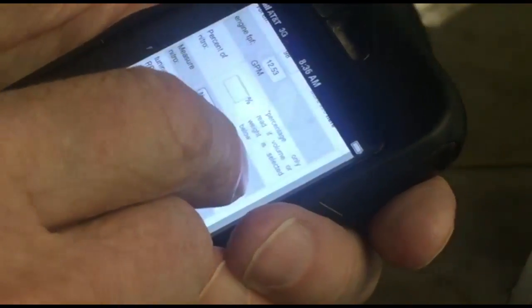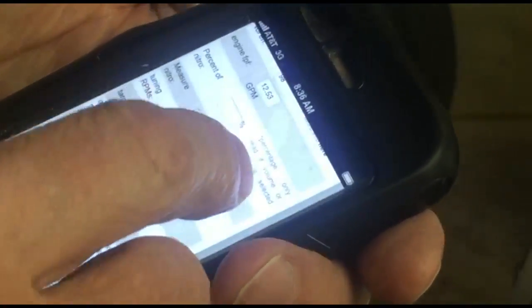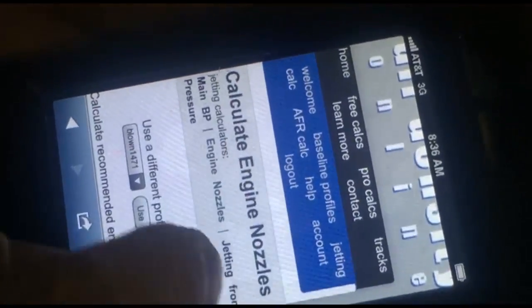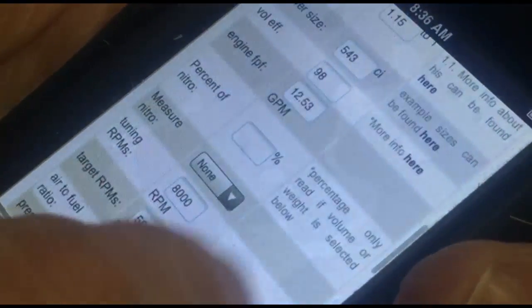What I'm interested in at this time is I want to increase my fuel pressure. So what I'm going to do is go into the jetting from pressure calculator, jetting from pressure program. Now this selects all the data from my baseline for this setup.